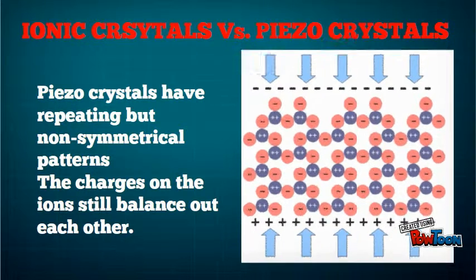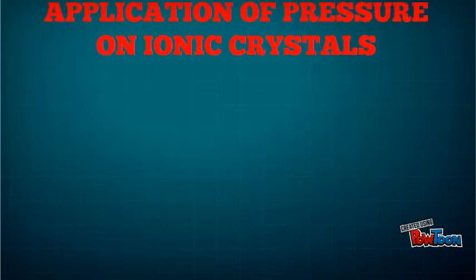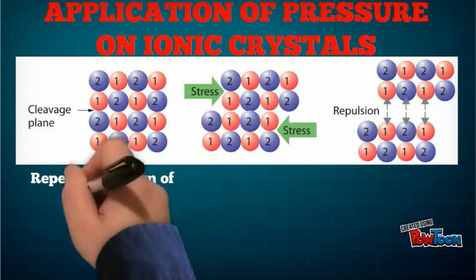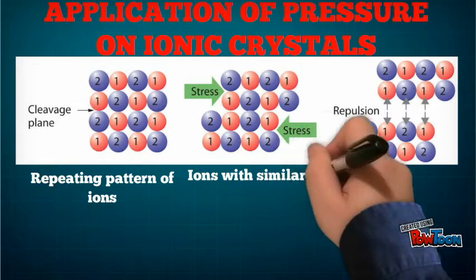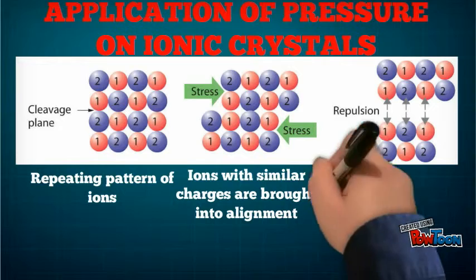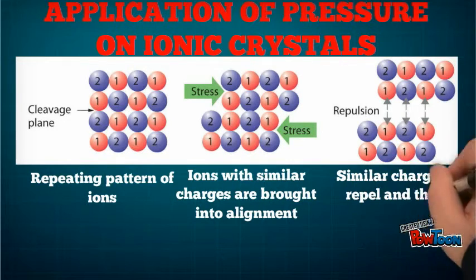are not symmetrically arranged. When pressure is applied to normal crystals, this pattern of ions shifts so that the two ions with the same charges are brought into alignment. When this happens, the ions in the compound undergo electrostatic repulsion, splitting the compound.